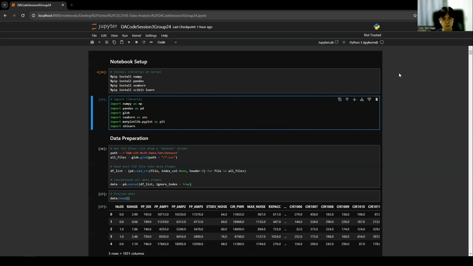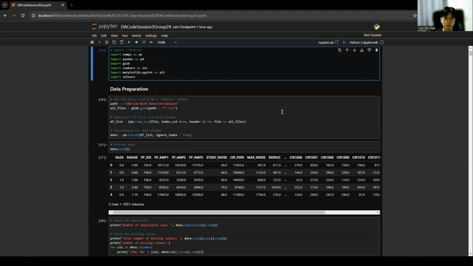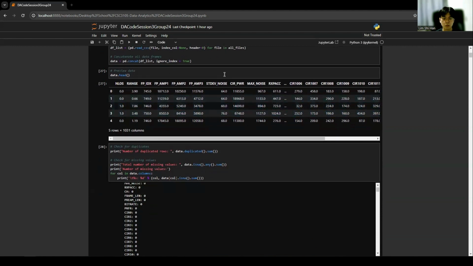So to start off, we have our notebook set up where we install all the necessary libraries to run our notebook. Next, we imported the basic libraries such as NumPy and Pandas and other plotting libraries. Next is our data preparation step, where we import the data set. After that, we show a preview of the data, the top 5 rows, to understand what rows are available and what columns and features we're working with.